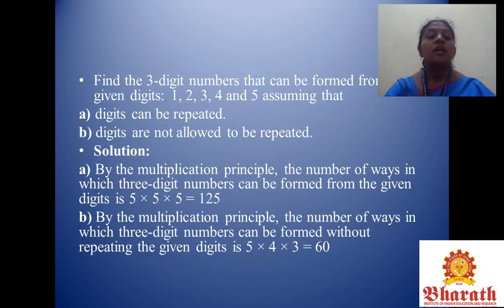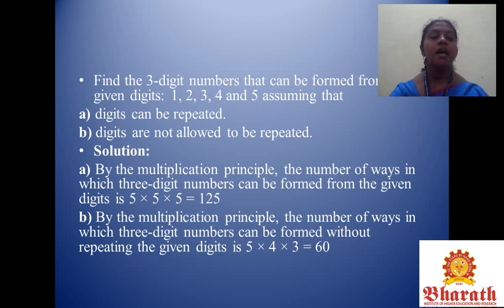So now we see one problem. Find the 3-digit numbers that can be formed from the given digits 1, 2, 3, 4 and 5, assuming that (A) digits can be repeated, and (B) digits are not allowed to be repeated. So now we have to find the solution.